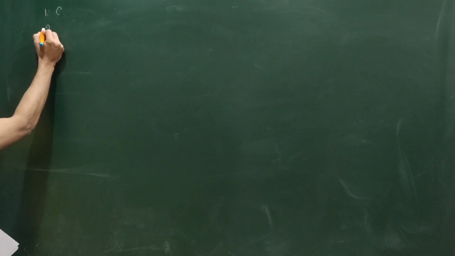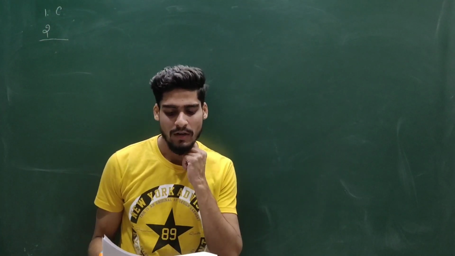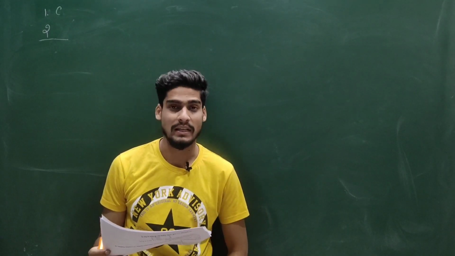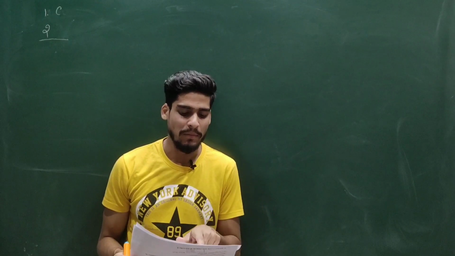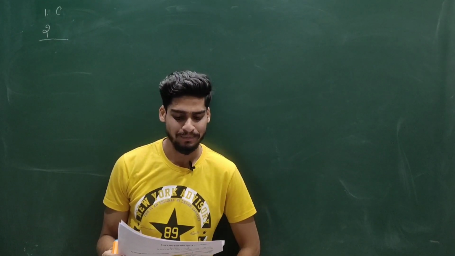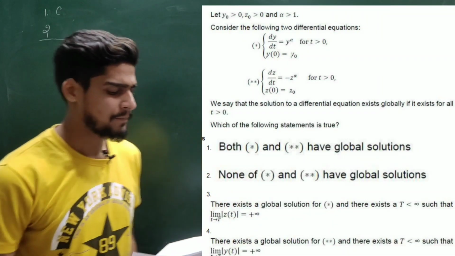Question number 2. You may find this an interesting question. Consider the following two differential equations. dy by dt is equal to y power alpha, where alpha is bigger than 1. जब भी आपका अल्फा बिगर देन 1 होगा और आप IVP डिफाइन करोगे इसके लिए, इसके पास हमेशा ग्लोबल सॉल्यूशन कभी एग्जिस्ट नहीं करेगा. You can easily verify.